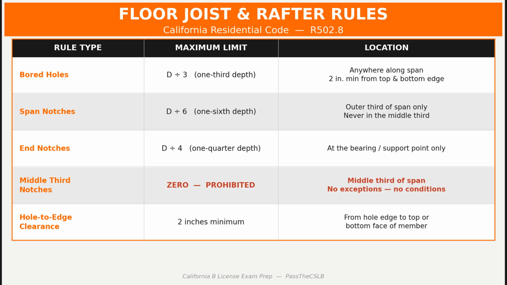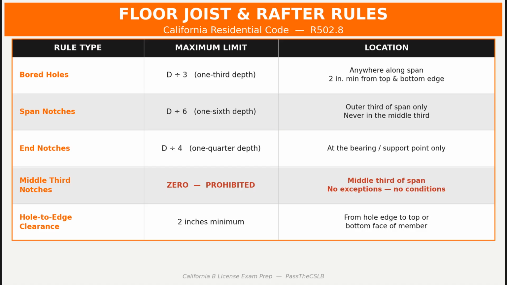Floor joists, the 3 governing fractions for solid sawn lumber floor joists. California Residential Code R502.8.1 establishes 3 governing fractions that control every modification to the member. I teach these as a set using 3 words: holes, notches, ends.